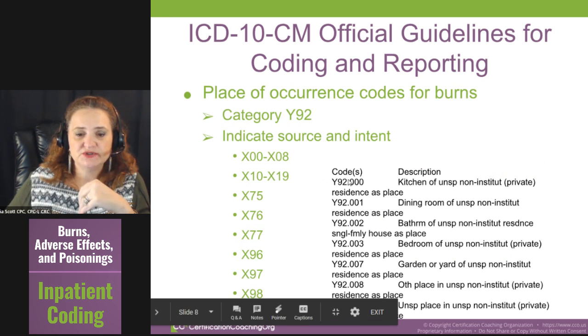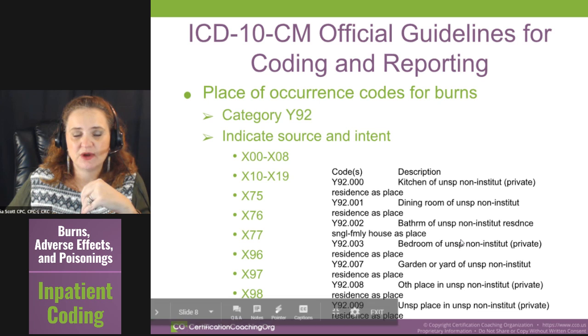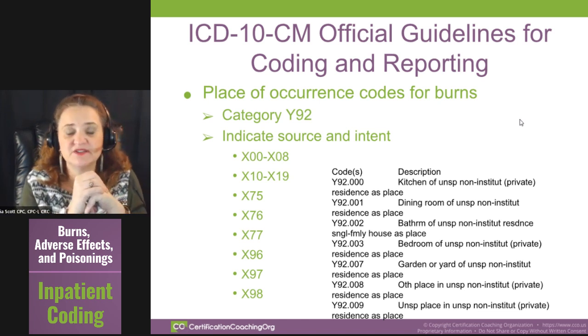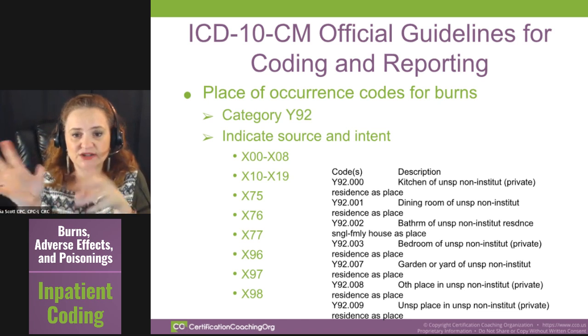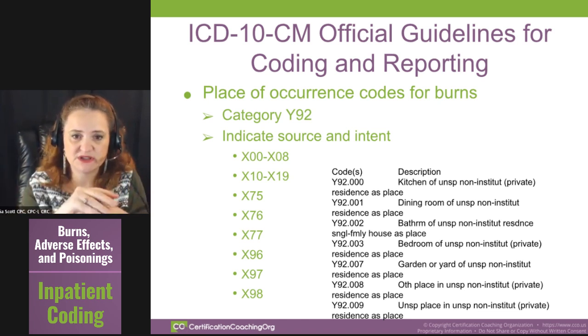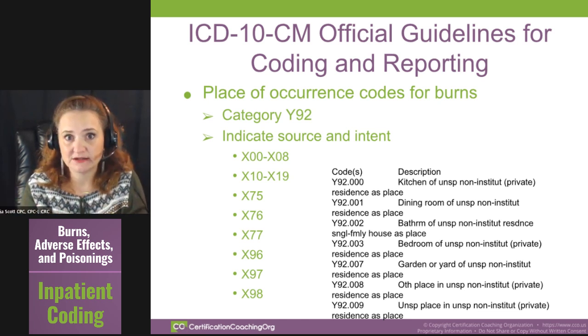Now, I don't usually do this, but I wanted you to be aware of the place of occurrence. So I went ahead and grabbed this out of Find a Code so you could see what the Y92 looked like and the specificity that it's giving you. Normally, I would just say, hey, go look at Y92 and pay attention to it. But I wanted to put this in here so that we could look at it. Y92 is going to give you place of occurrence. We need to know statistically where it happened.